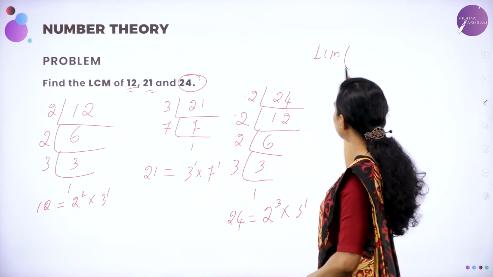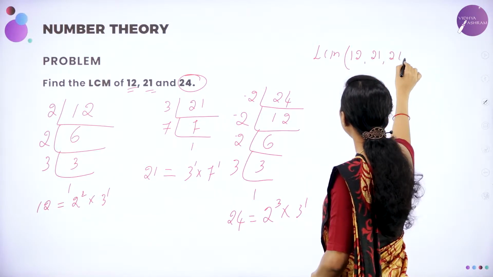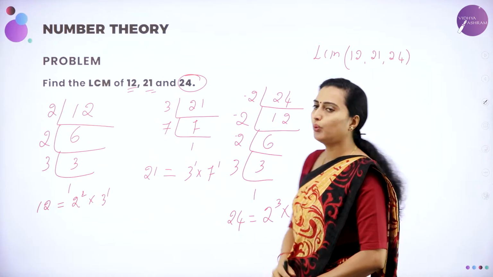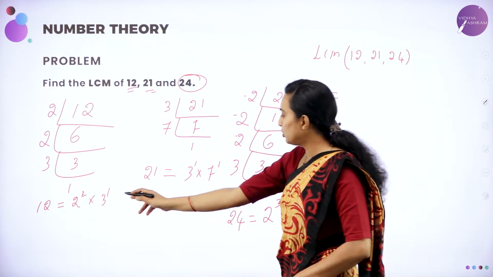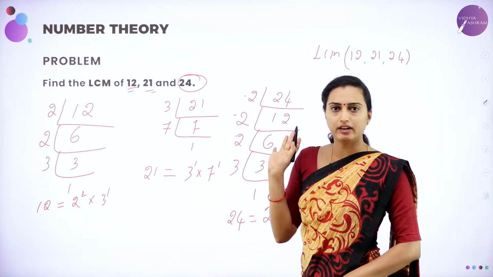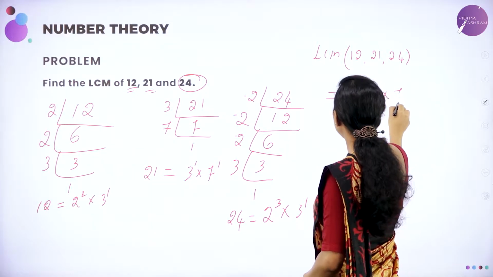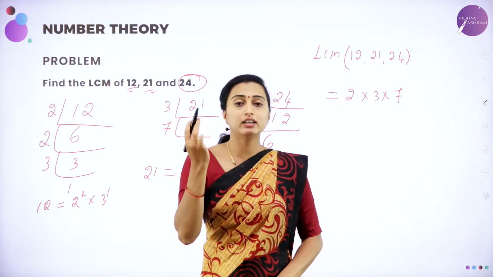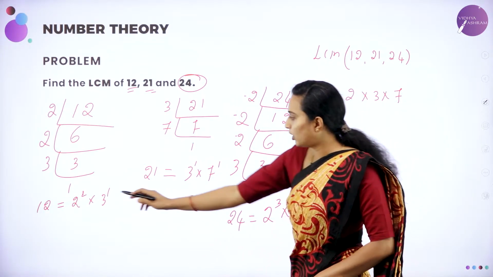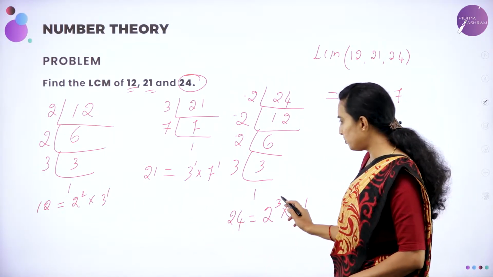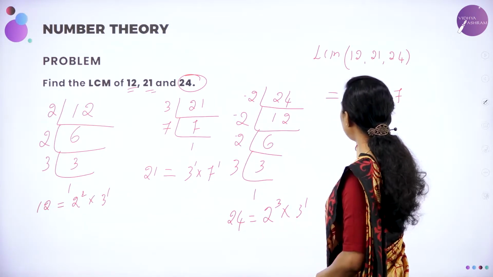The LCM of all three numbers, 12, 21, 24, will be equal to: you are going to write all the prime factors only one time, that is 2 is there, 3 is there and 7 is there, right? So 2 into 3 into 7. Now you are going to write their highest power only once. Highest power is what? 2 squared is there, 2 cube is there. Which is the highest power among these? 2 cube. So you are going to write 2 power 3.